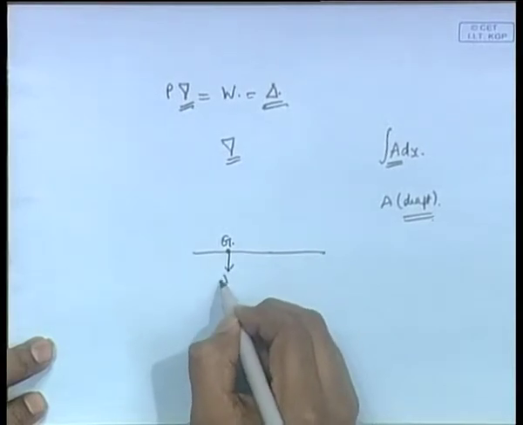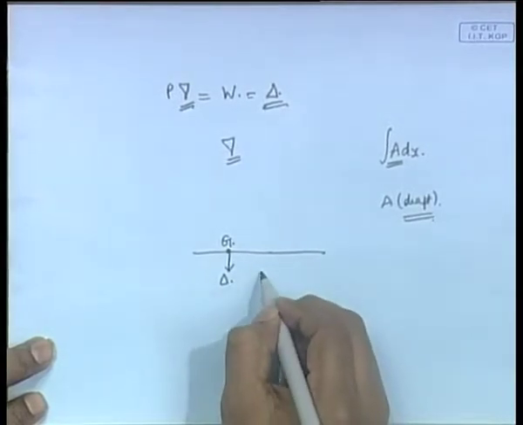Now, why does it trim? A ship trims because, let us consider this to be the ship and this to be the G of the ship. Now, you know that at G of the ship, the weight of the ship will be acting. Let us assume that this is B.